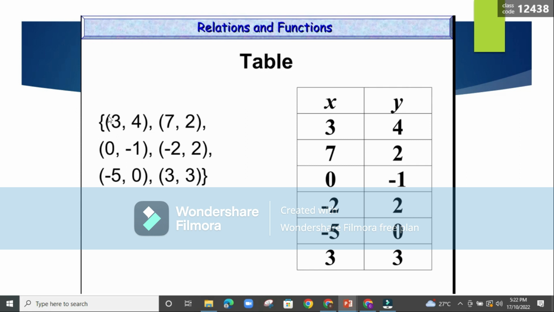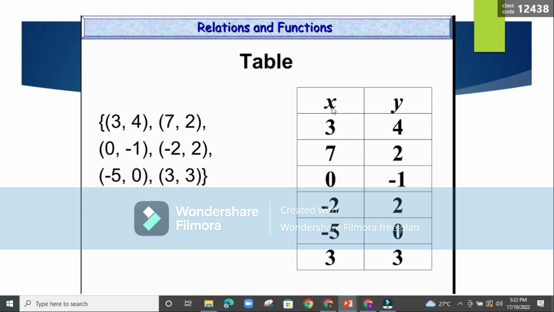So, if you have this set, (3, 4), (7, 2), (0, -1), these are ordered pairs of (-2, 2), (-5, 0), and (3, -3). And this would be our table. Okay, the corresponding table of these ordered pairs. So you will write x because these are the x coordinates or domain, and these y coordinates are the range.